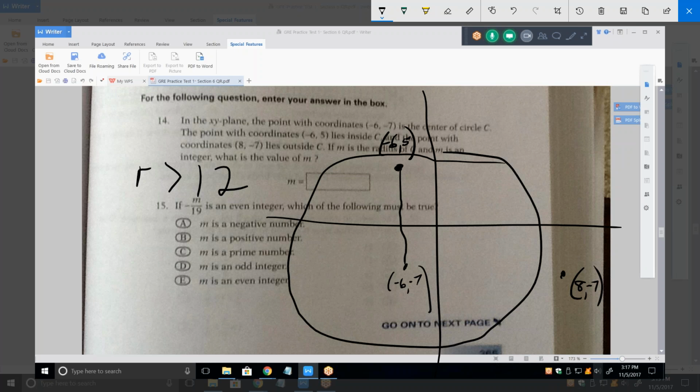Right. Okay. This tells me what about the radius? I'm not sure. Well, what's the distance between the x coordinates of those 2 points? The x coordinates. Distance between -6 and 8 is what?